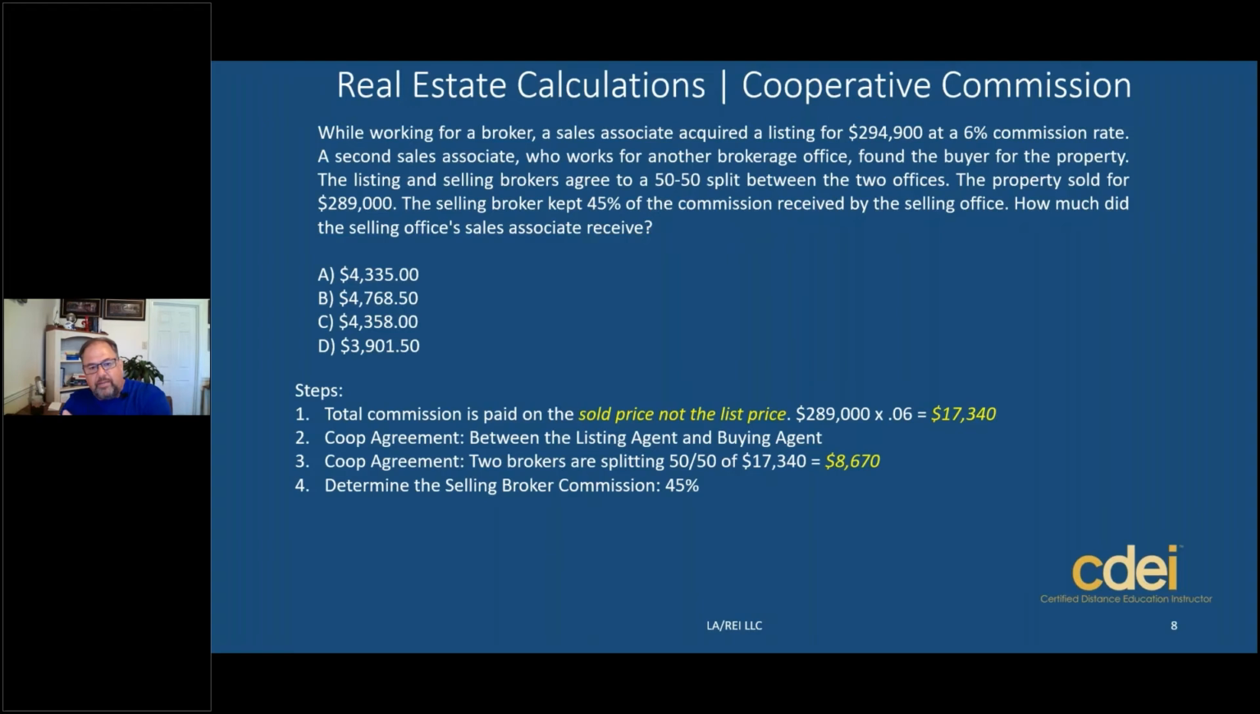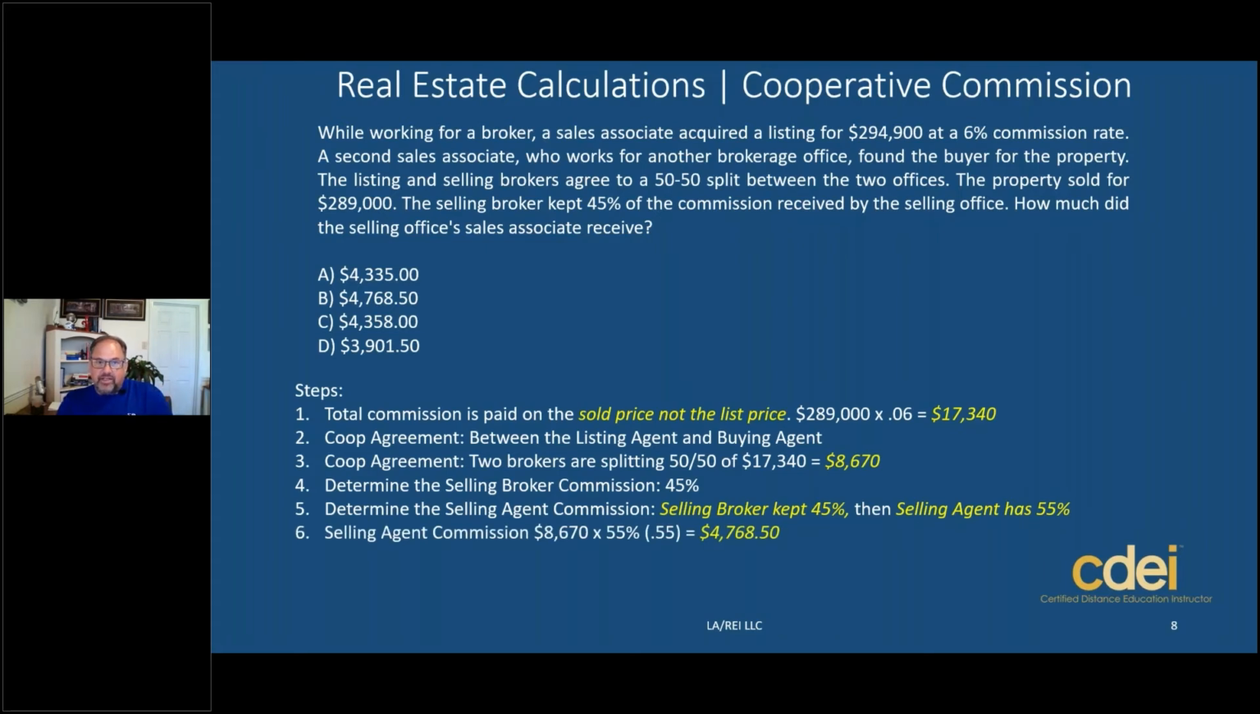So if the selling broker keeps 45%, that means the selling agent is going to keep 55%. So the selling broker, with the agent agreement, keeps 45%, therefore he's going to distribute 55%. So I take 55%, what I'm going to pay the selling agent or sales associate, of $86.70. Remember, we divided that by 2. The sales associate for the selling side will receive $4,768.50. So we're talking about answer B.